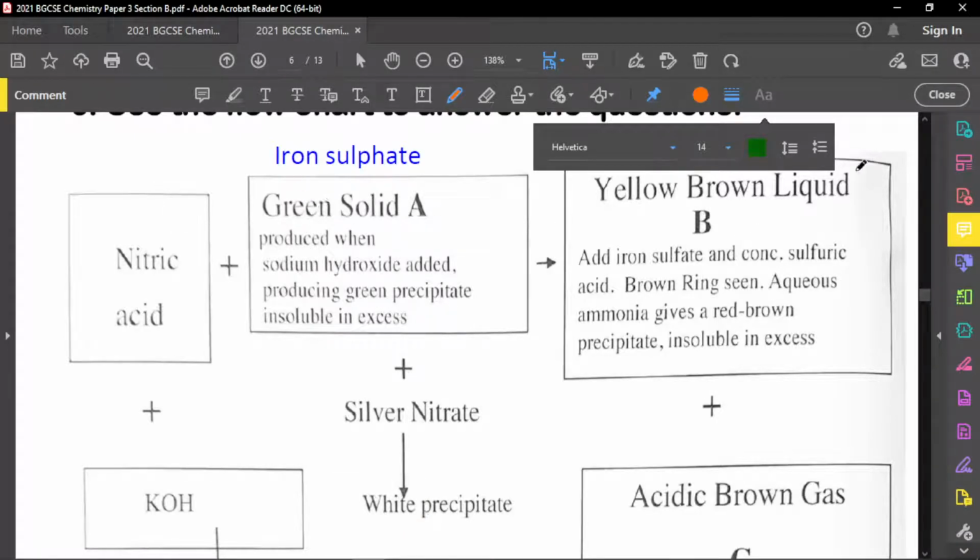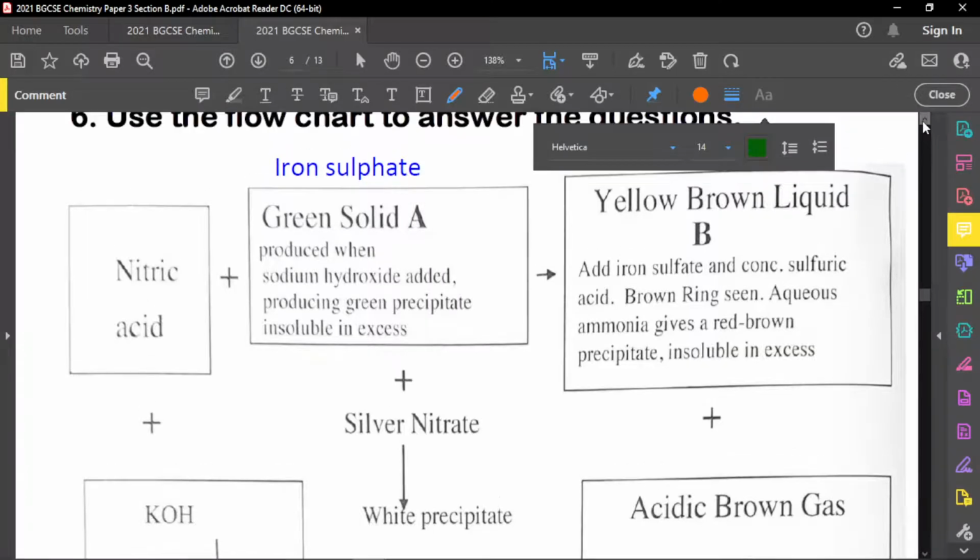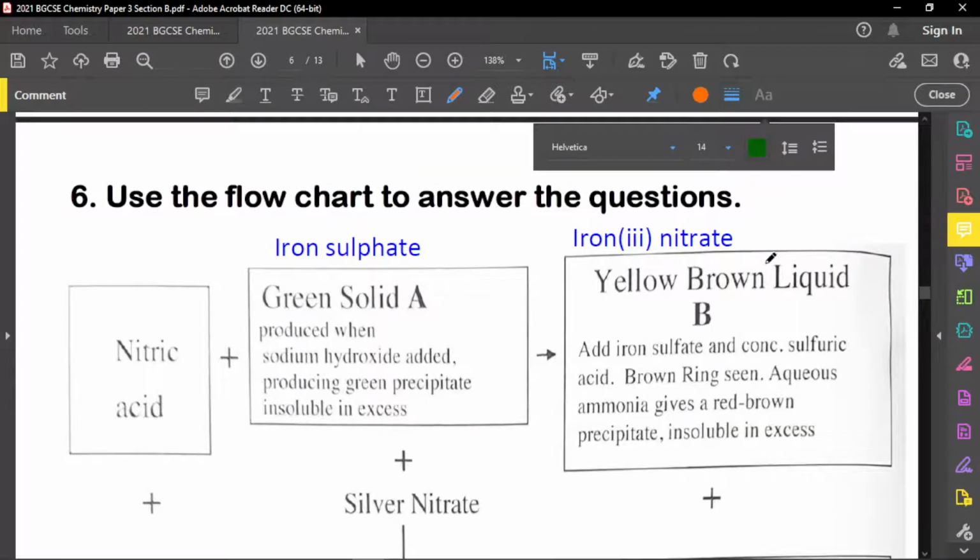And why I choose iron as well is because I get the brown liquid here, which is iron 3 nitrate. The brown liquid definitely will have to contain some iron in it. So there are two ways I can eliminate the other substances.